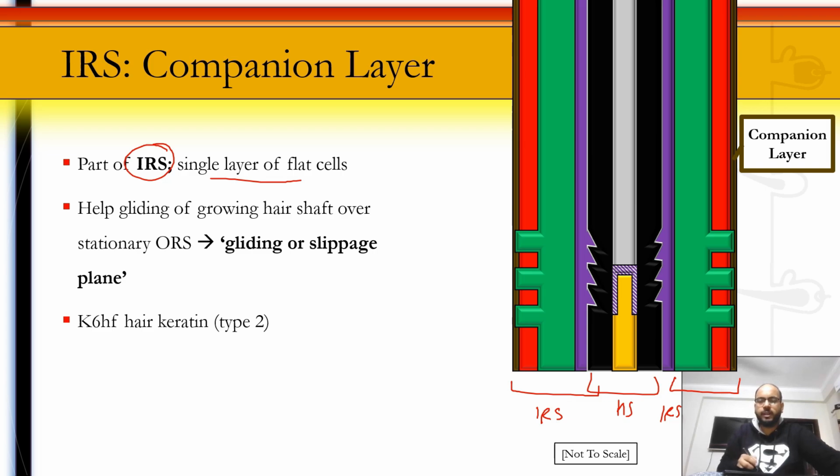Clear? It's a longitudinal section. Now outside that lies the ORS. Clear? So as the hair grows, it carries the inner root sheath along with itself, and the inner root sheath is growing from inside to outside, so it glides on the ORS, and this gliding is helped by the companion layer. That is why this plane at which the gliding is happening is known as the gliding or slippage plane, and that is formed by the companion layer. It has specific hair keratin K6HF type 2. So this helps in the movement of IRS over ORS as the hair shaft grows outside the skin.